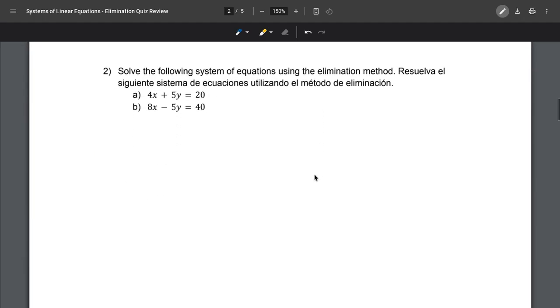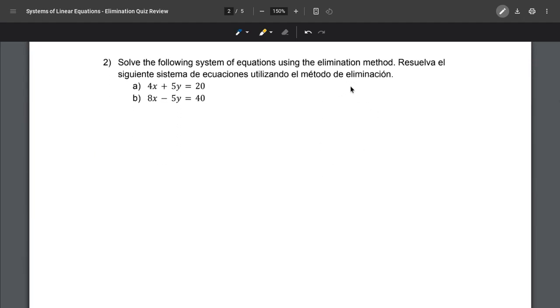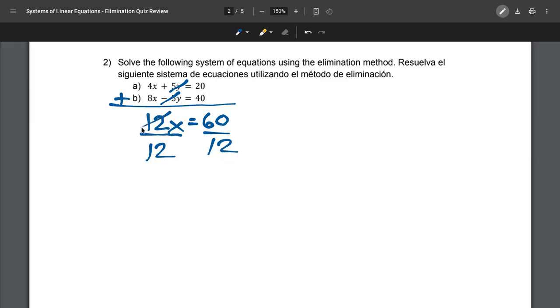All right, so problem 2. We're solving using the elimination method. And we've got a plus 5y here and a minus 5y here. So again, I can just straight up add these two together. So 4x plus 8x is 12x. The positive 5y and the negative 5y cancel, and then we have 20 plus 40. So the right-hand side is going to equal 60. We can then divide both sides by 12. These cancel, and we get x equals 5.